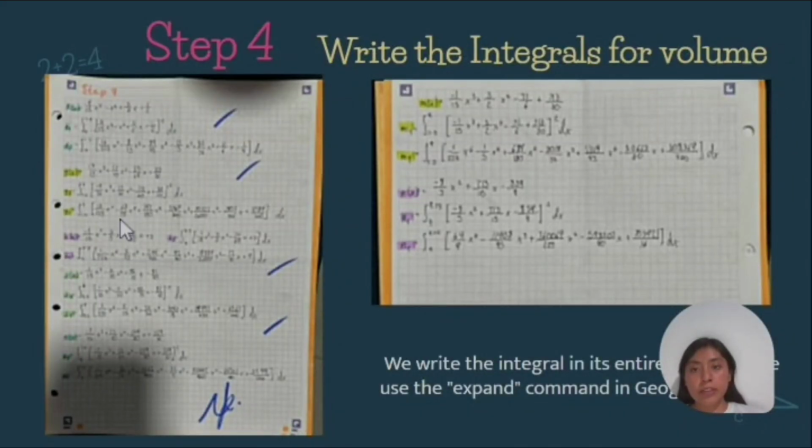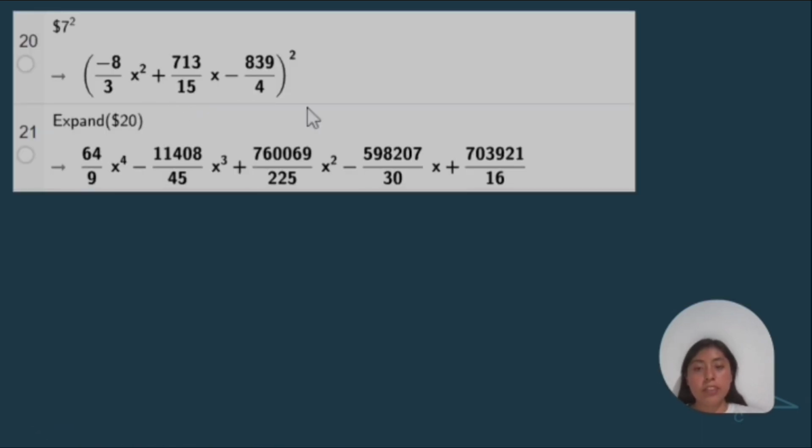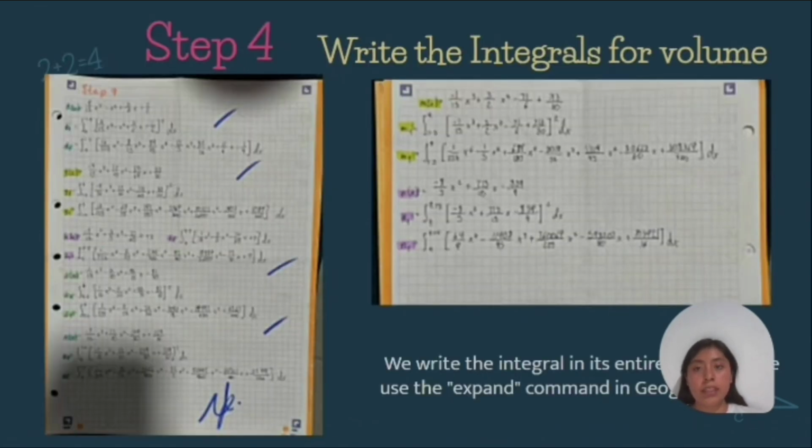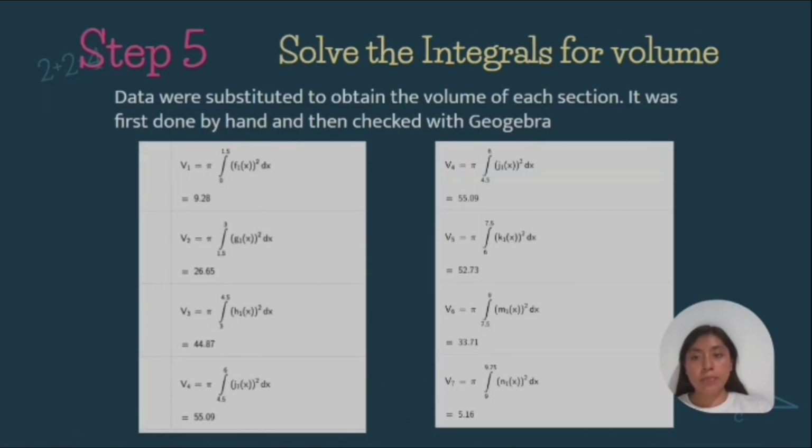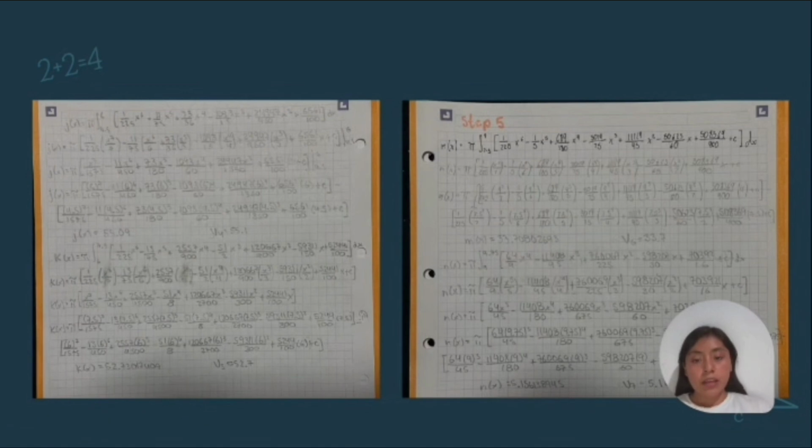In step 4, we use algebra to simplify the functions from step 3, because in that step the functions were squared, but we needed them in the simplest expression for the rest of the steps. For this, we used the Expand command in algebra and wrote the result of this command in the notebook. Continuing with step 5, we solved each integral, as you can see in these slides.